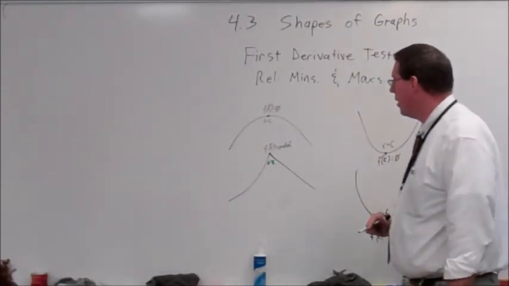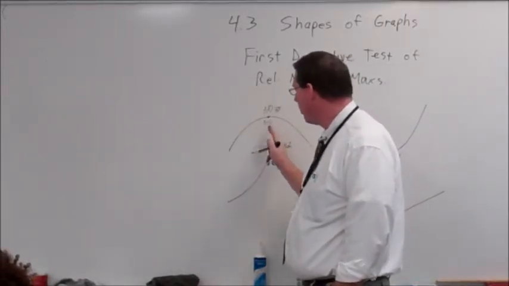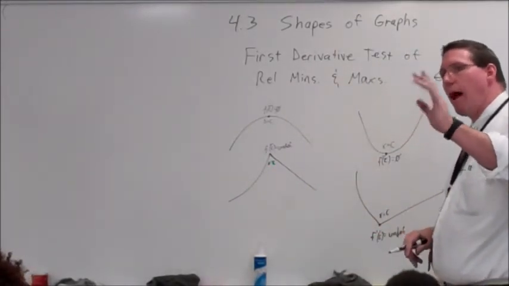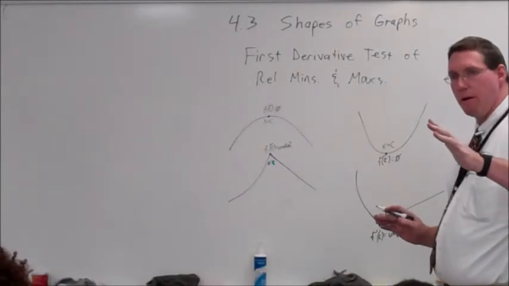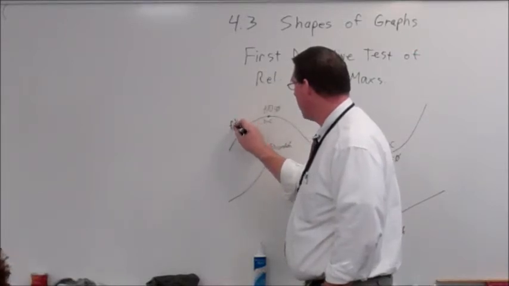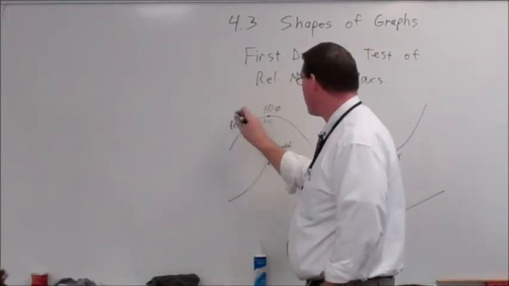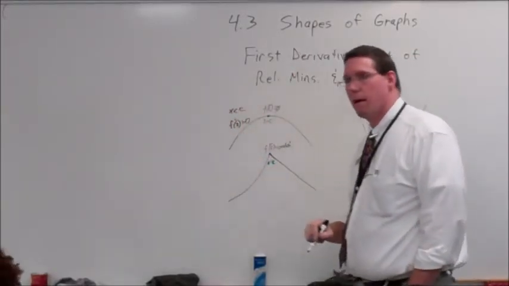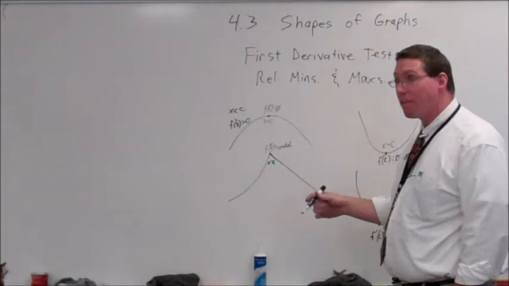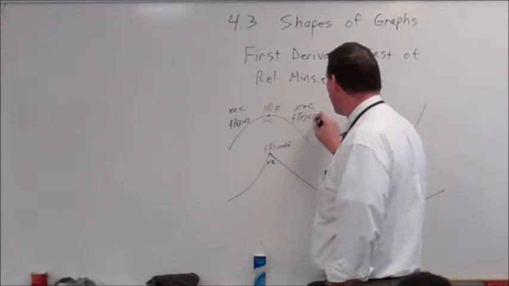Here's what I want to ask you. Tell me about the slope to the left of this maximum. I just want to know whether it's positive or negative or 0. Positive. The slope to the left of this point is positive, right? F prime of x is greater than 0 for values less than c. For x less than c. Right? What about on the right side of this maximum? Negative slope, right? For all values of x greater than c, f prime of x is less than 0.